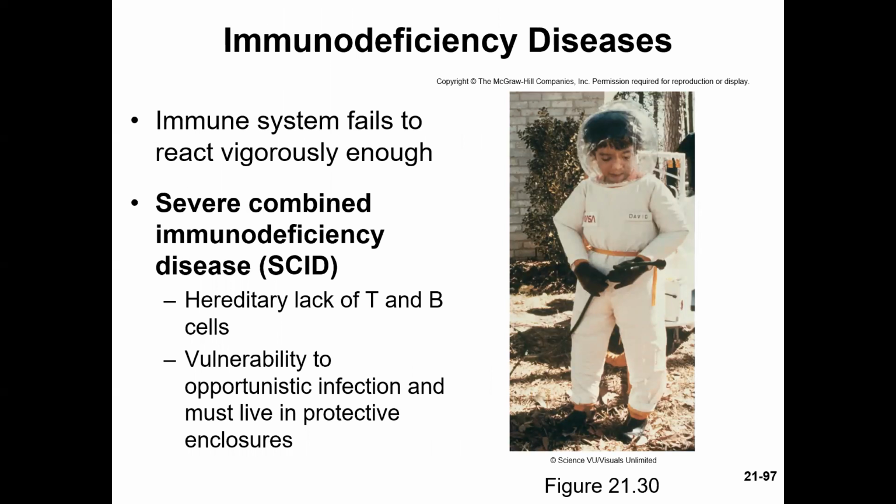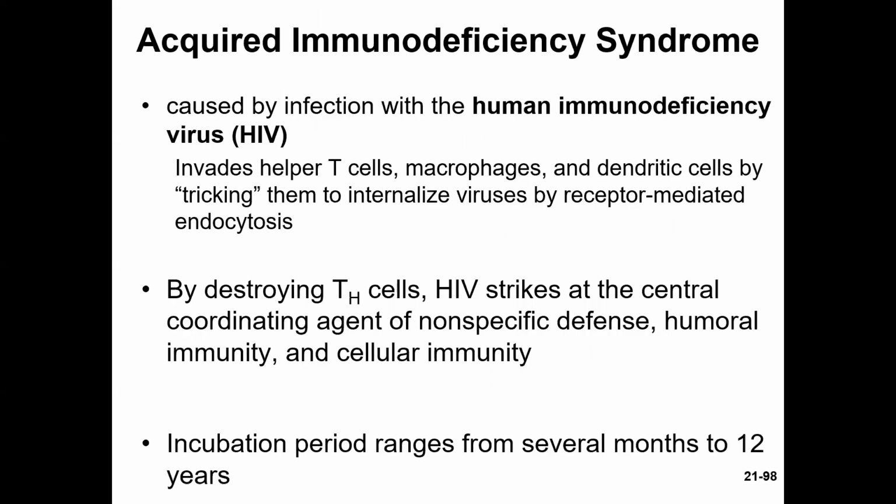Immune deficiency diseases: the immune system fails to react vigorously enough. Severe combined immunodeficiency disease, SCID, is a hereditary lack of T and B cells. There is vulnerability to opportunistic infections, and patients must live in protective enclosures.